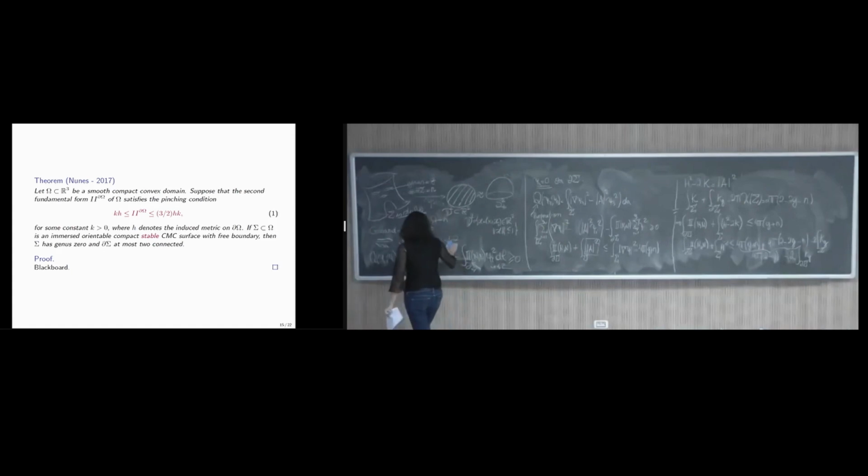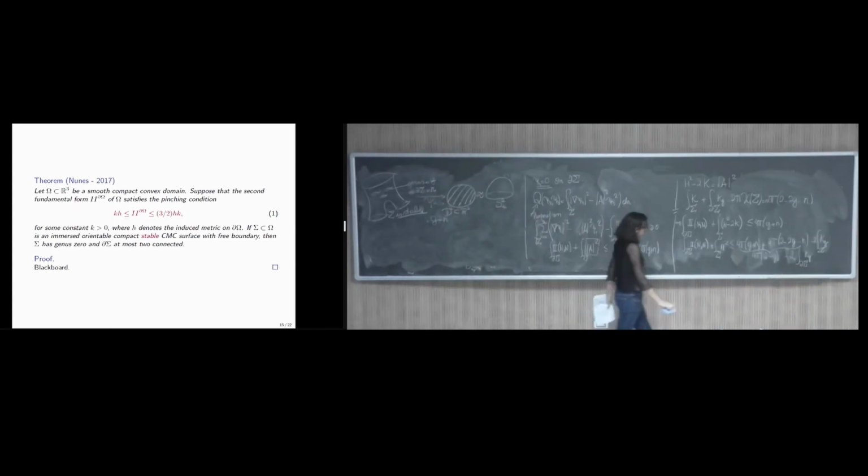Okay. Help me if I see something wrong here. So what did I prove at the moment? At the moment, I proved that this expression plus the integral of the mean curvature squared, plus two times the integral of the geodesic curvature, satisfies that. Right?